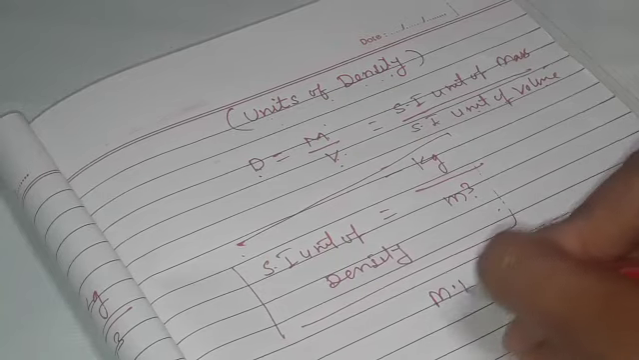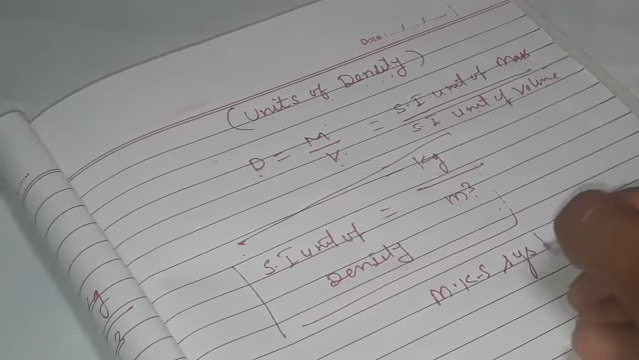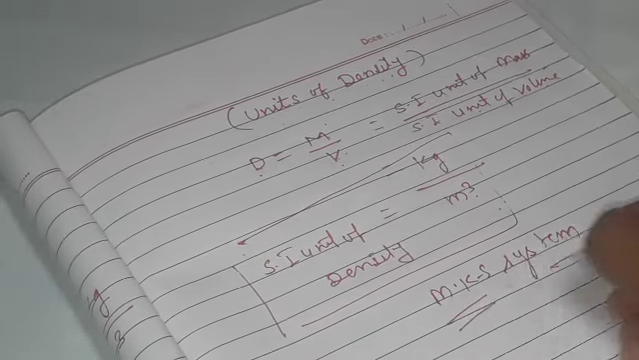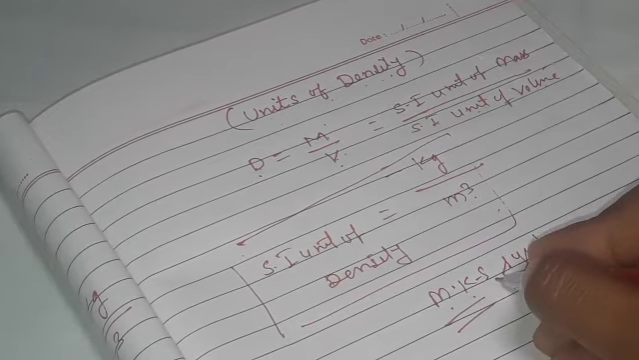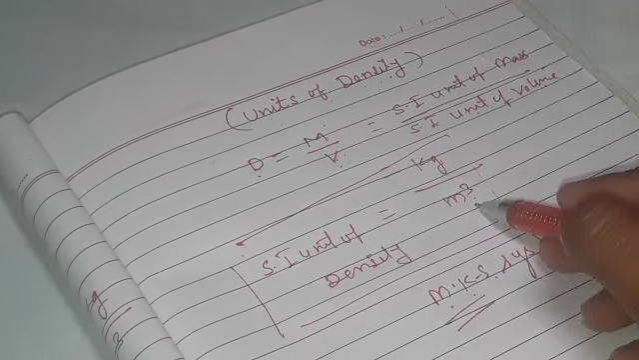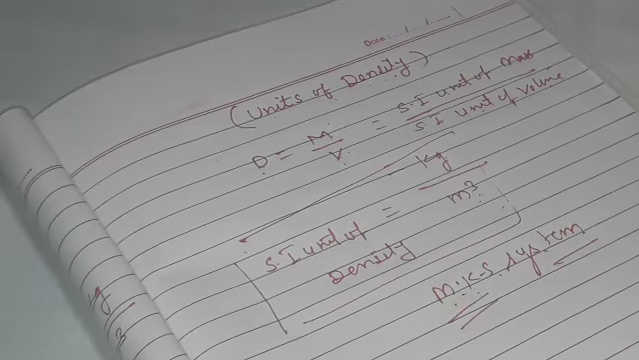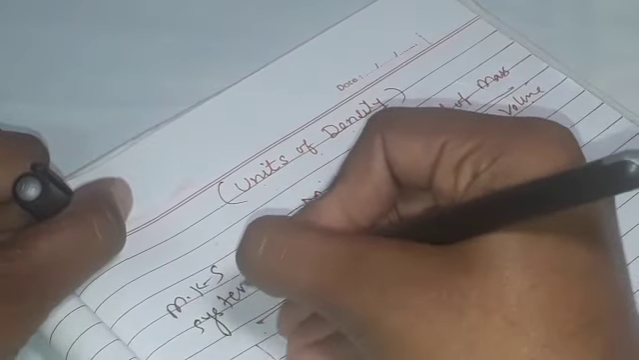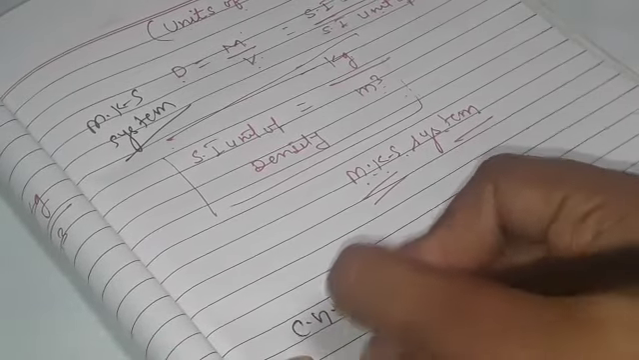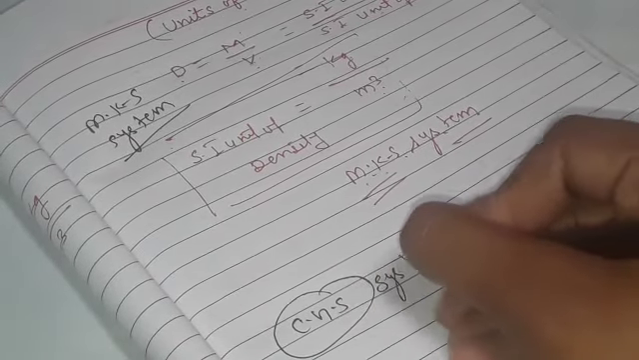Now class, this is the SI unit of density. It is in the MKS system. You are all aware of the MKS system: meter, kilogram and second. Here you can see kilogram and meter, so it is in the MKS system. So this is your density in MKS system, understand? But in the CGS system, what is the unit of density?